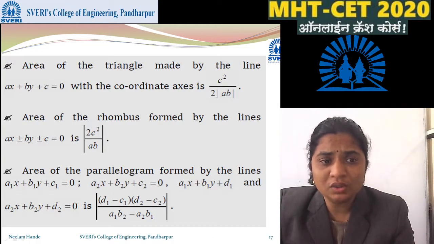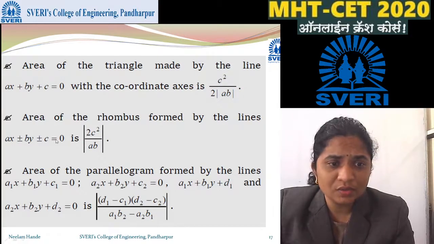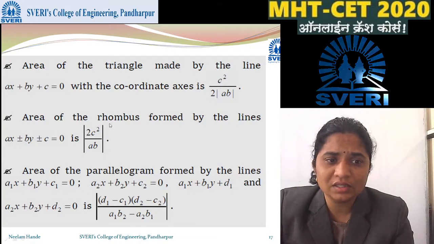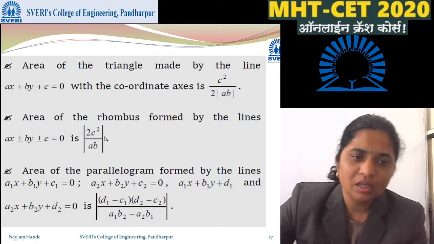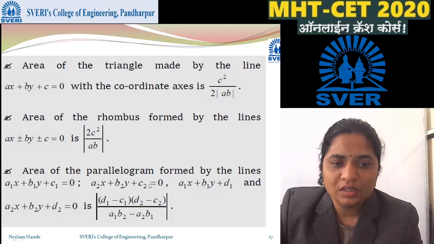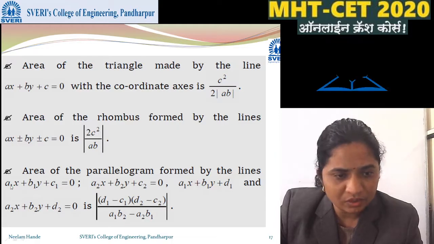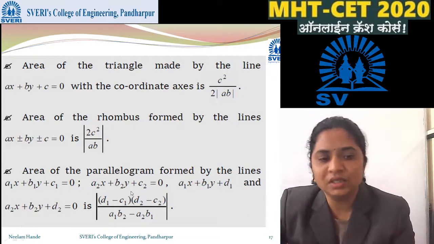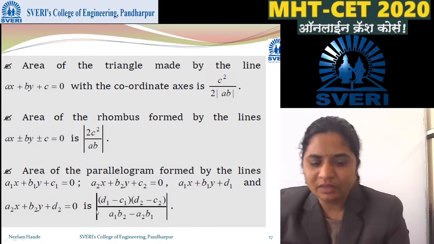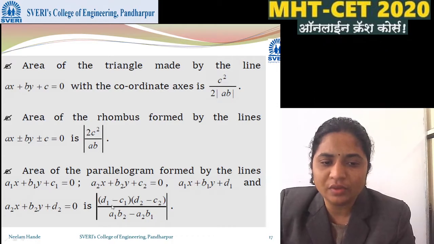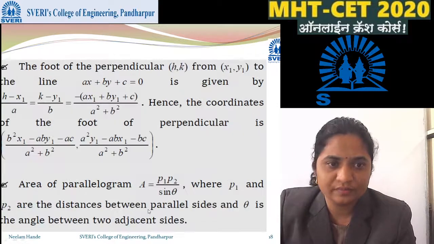If these two lines form a rhombus with the coordinate axes, then its area is 2c square upon mod AB. Next, if these four lines form a parallelogram, then its area is mod of d1 minus c1 into d2 minus c2 upon a1 b2 minus a2 b1.